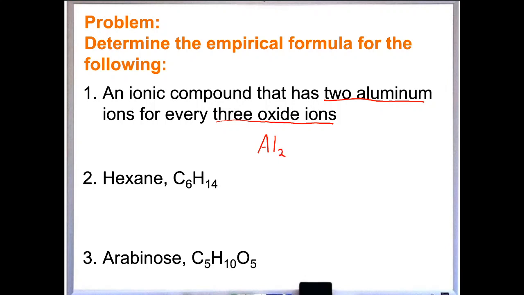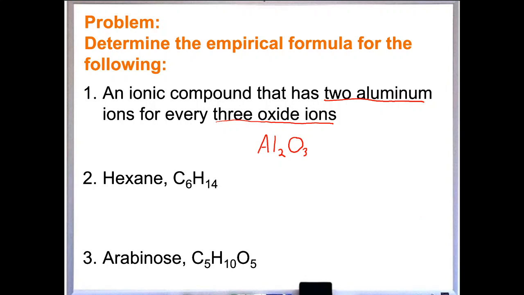Next thing it says, we have 3 oxide ions. Oxide is just oxygen turned into an ion. It says we have 3 of them. Okay, that's it. That's your empirical formula. We can't reduce it any further than that. So that's our empirical formula.